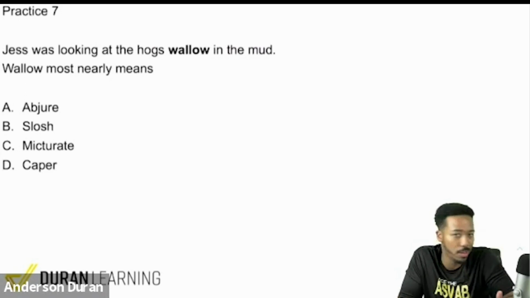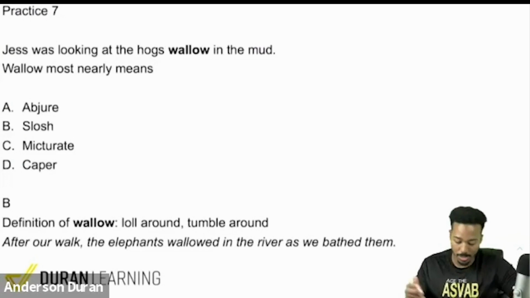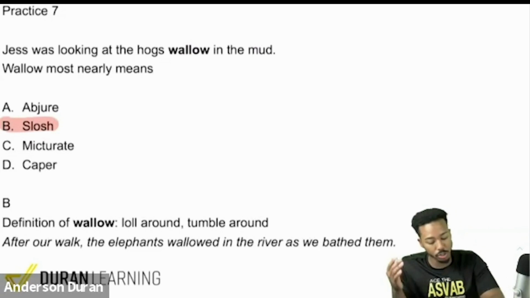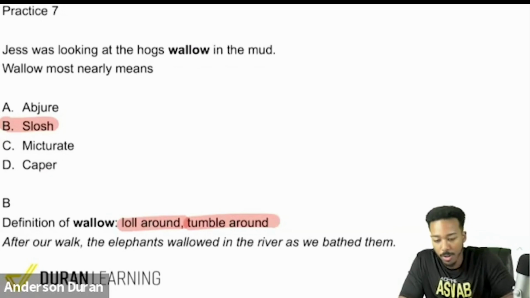They're getting messy. So when we think about these four words, I'm looking at three of them and I'm like, abjure, micturate, caper. I don't know what those mean, but I do know what slosh means. And there's your answer. The answer B, slosh, is correct. So I was looking at the hogs slosh in the mud. That would make sense. Slosh and wallow both nearly mean loll around, tumble around, right?